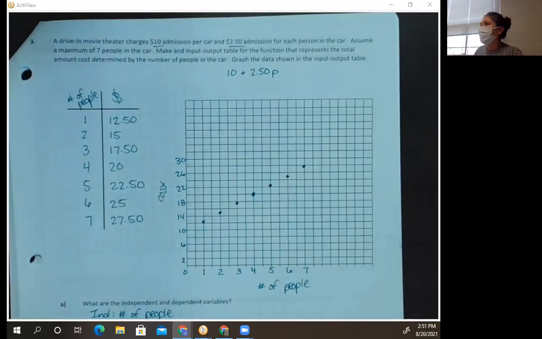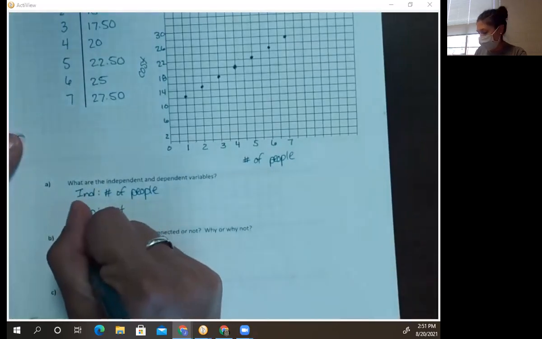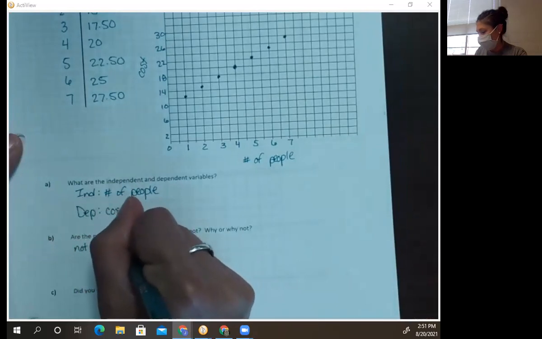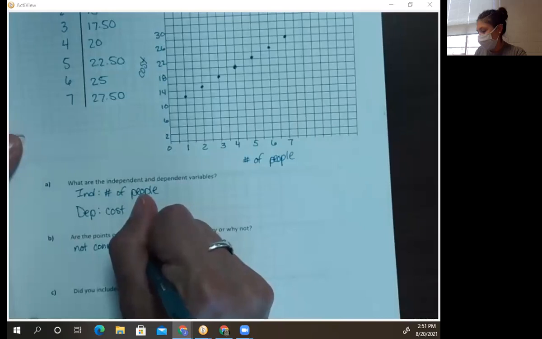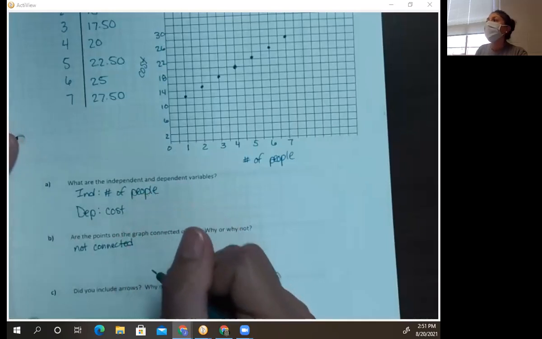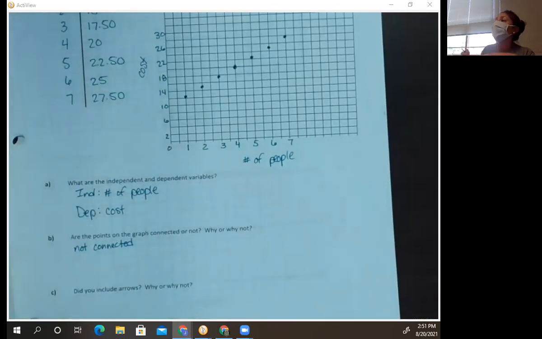Should I connect these points? Why not? So you talked about it from the perspective of what the cost is going to be. My cost is going to be 10 plus some multiple of 2.50. The reason is, can I have a part of a person? No, they're not going to give me a discount because somebody in my car is really short, right? Either I've got 4 people in the car or I've got 5 people in the car.